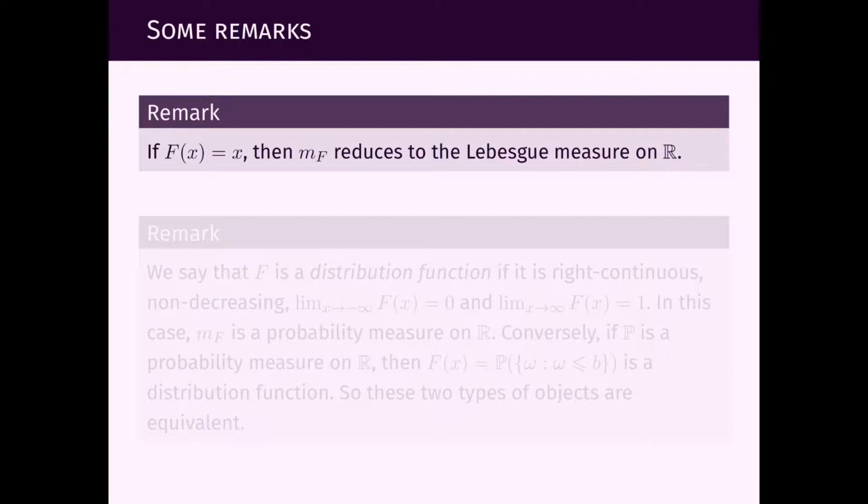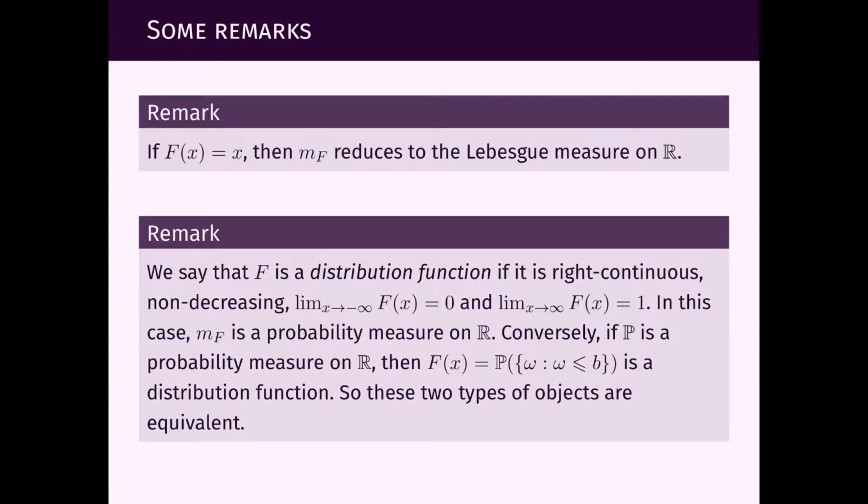We conclude this video lecture with two remarks. First, if we take the function capital F to be the identity function, F of x equal to x, then the Lebesgue Stieltjes measure m_F corresponding to this function is simply the Lebesgue measure on R.